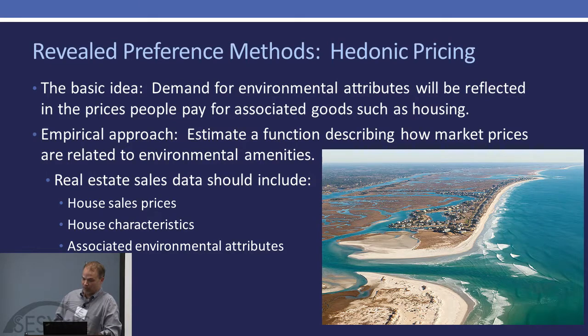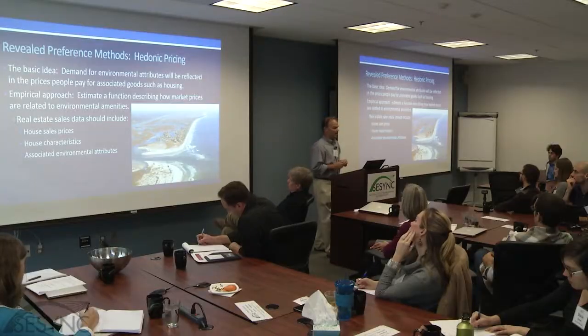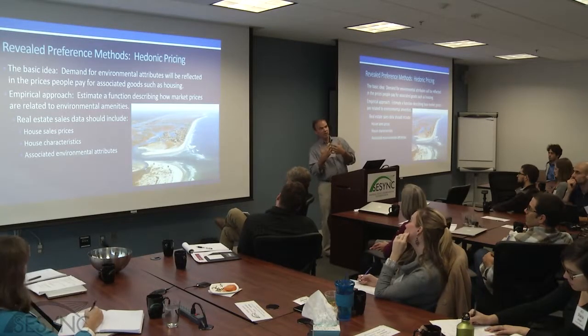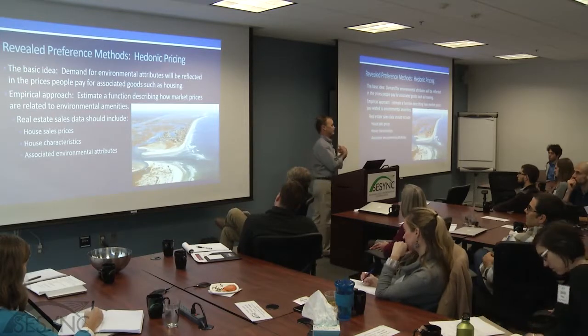Hedonic pricing is another revealed preference method. I'm going to talk about it here in terms of house prices, which is probably the most common application, but there are also hedonic wage studies. What's the basic idea here? Demand for environmental attributes is often reflected in purchases of houses or salaries.